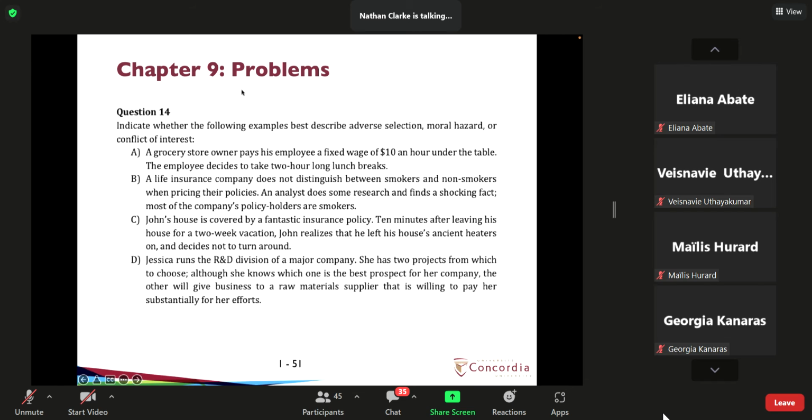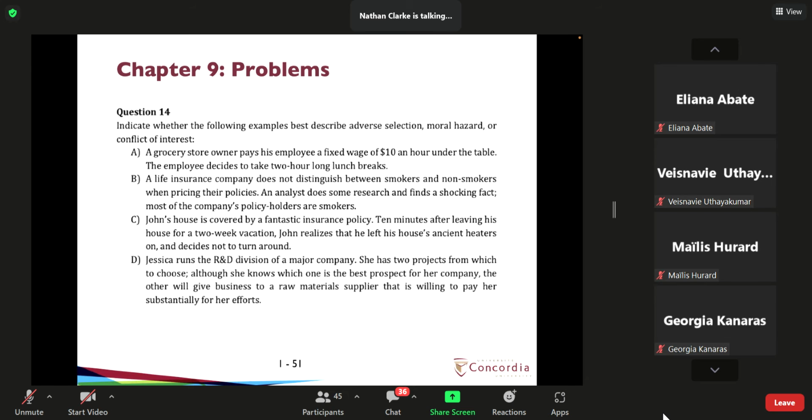Then if we look at C, their house is covered by a fantastic insurance policy. Then he leaves for a vacation. He leaves his burner on and he doesn't go home. This is definitely going to be moral hazard. The reason for this is he's changing his behavior after having locked in the insurance. So because he has good insurance, he's letting his house burn down. So that's definitely moral hazard.